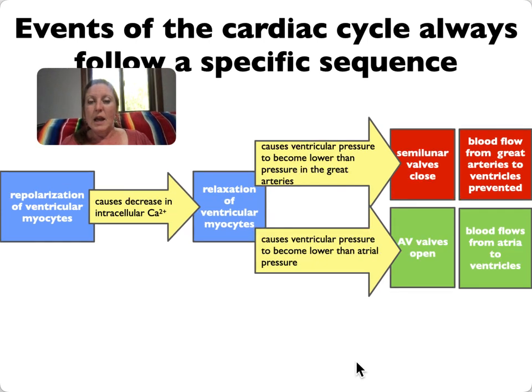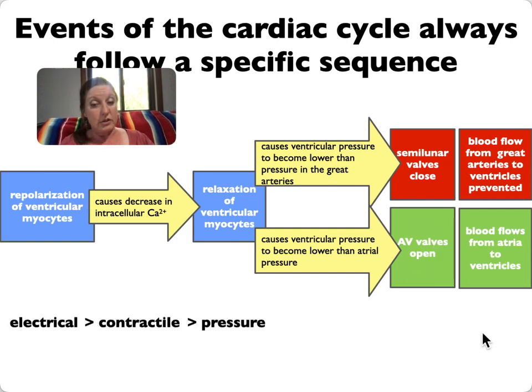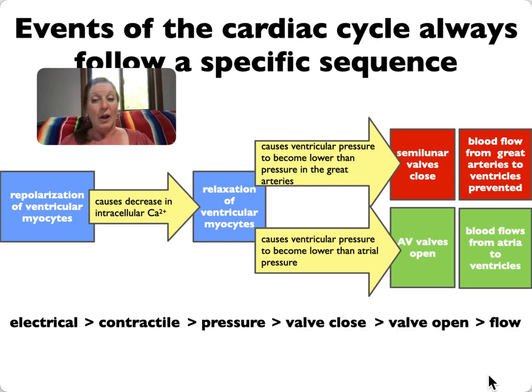Okay. So if we look at the other side of this, which is repolarization and relaxation, we have repolarization, decreasing calcium, causing the ventricles to relax. Pressure decreases, valve closes, no flow. Pressure continues to decrease, valve opens, flow. So electrical, contractile, pressure, valve close, valve open, flow.